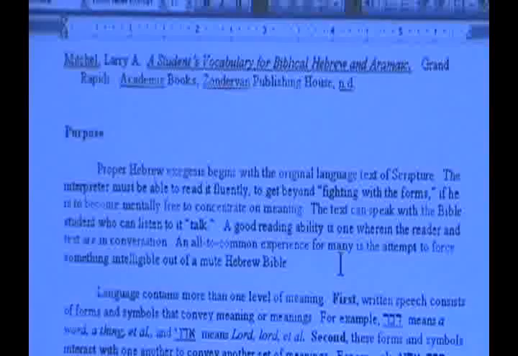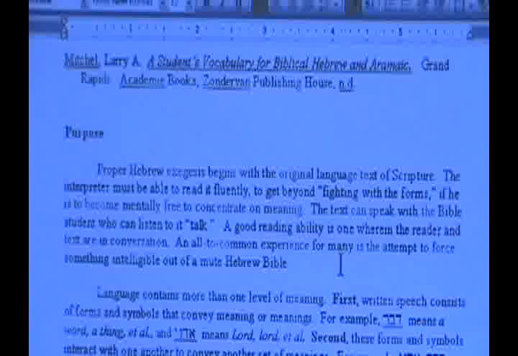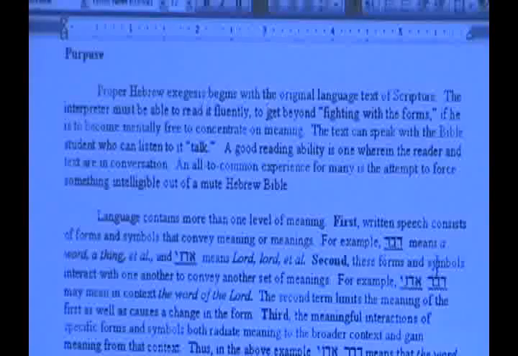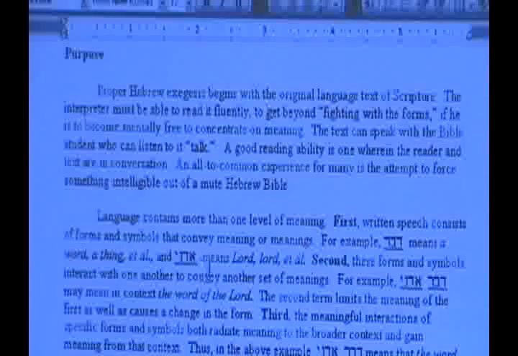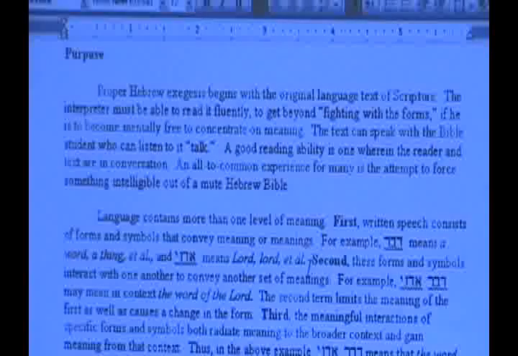If you couldn't read the context, how can this tell you what I'm talking about here? You see? So reading the text is really important. There's different levels. Notice this. First, written speech consists of symbols. We already know this, because we had first year Hebrew here. The word dabar means the word, the thing, and many other things, by the way. Adonai means Lord, and other things.